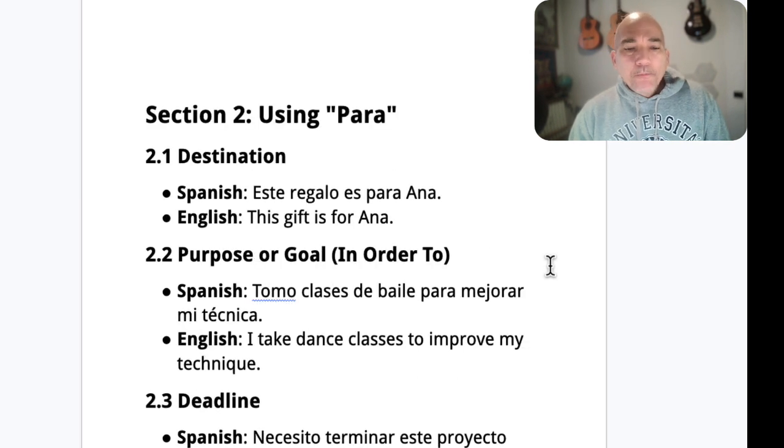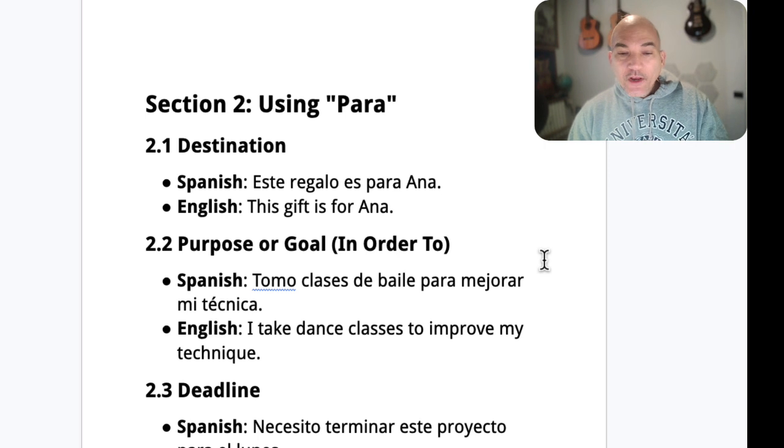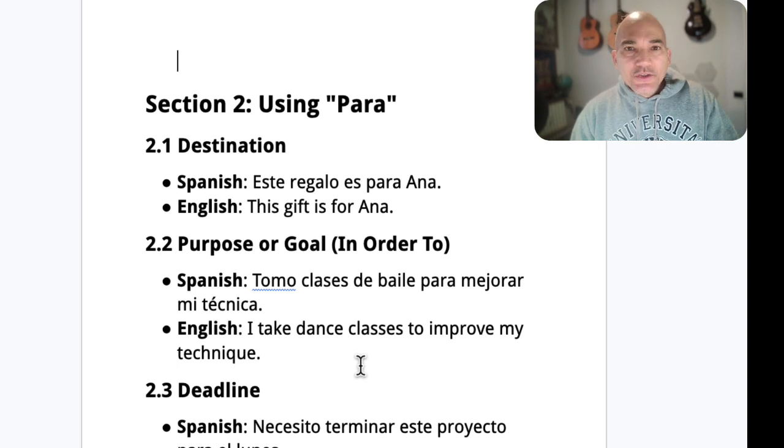You're going to use para also for purpose or goal, in order to. Whenever you use, for example, in order to, then you can replace it in Spanish for para. Tomo clases de baile para mejorar mi técnica. Estudio inglés para encontrar un trabajo mejor. Okay, I take dance classes to improve my technique. I study English to get a better job.